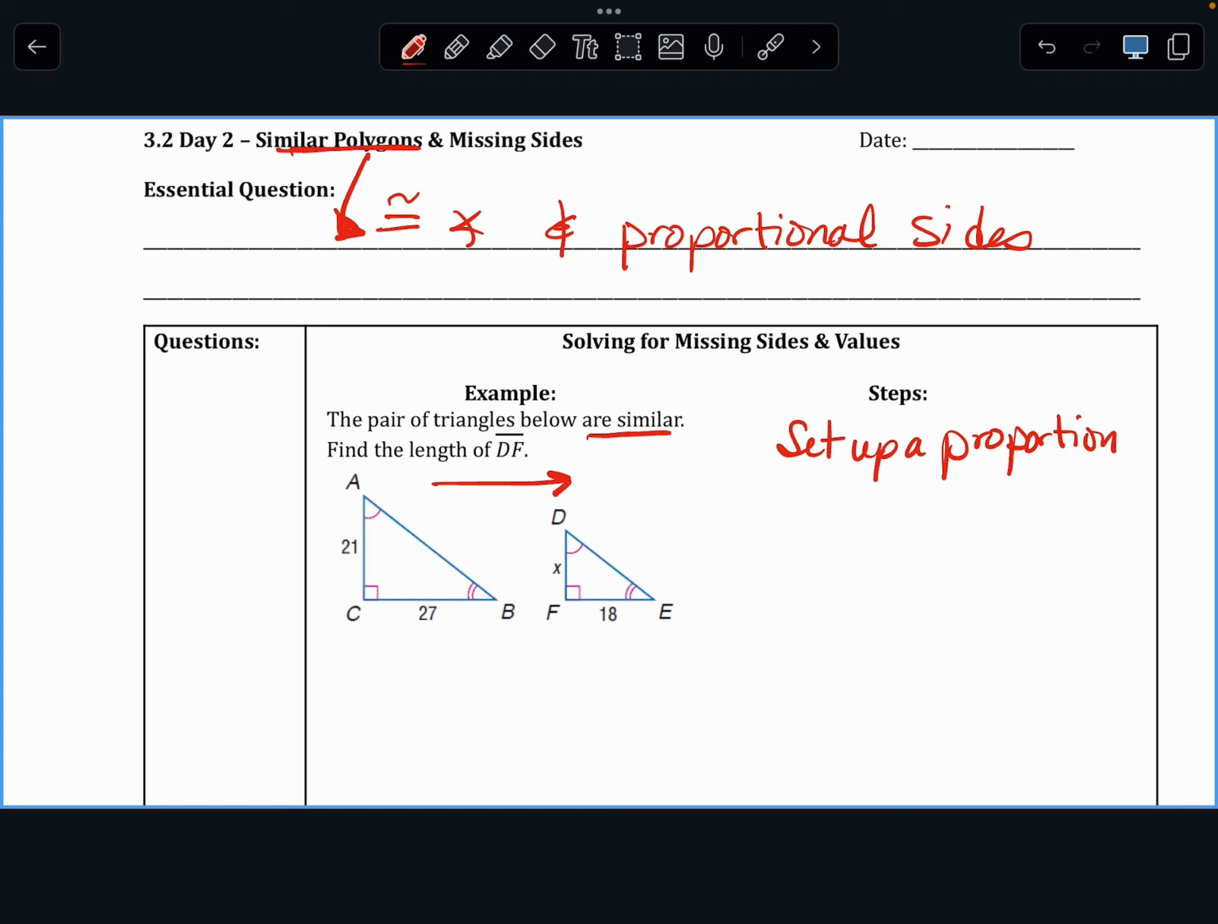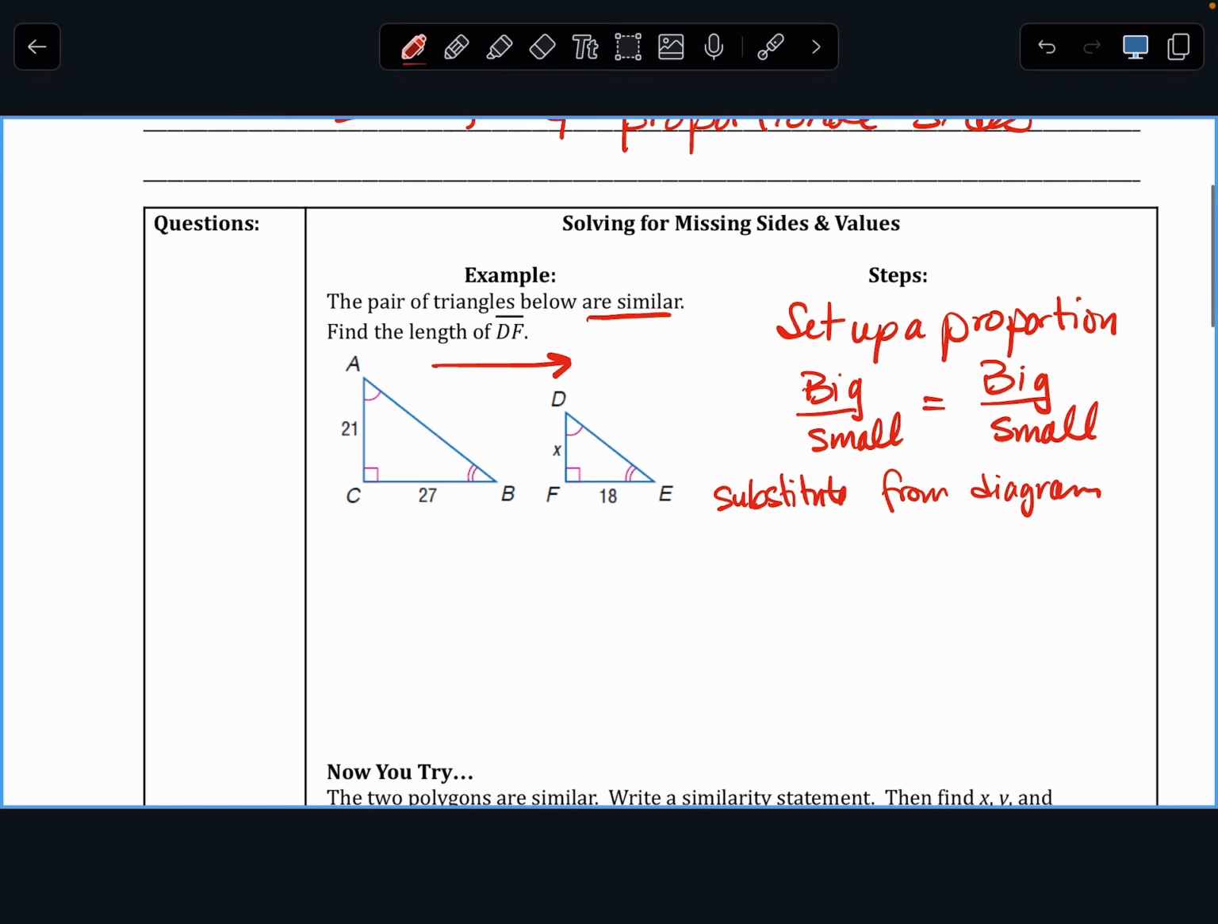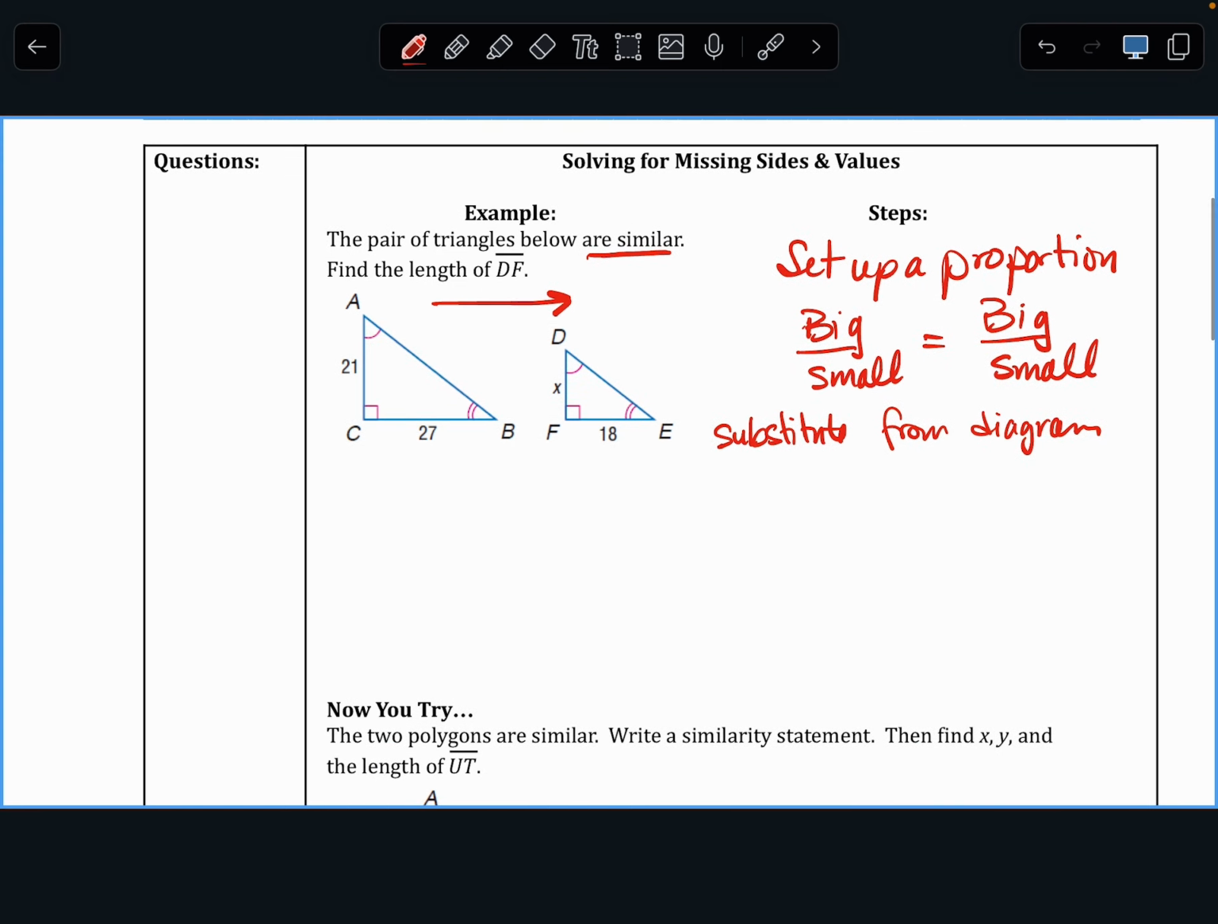We're going to go the same way both ways. I generally like to go from left to right. It doesn't matter. So that means I'm going to do big over small equals big over small. That's just how I'm setting it up. So then you substitute, and we pick things that we know from this picture.